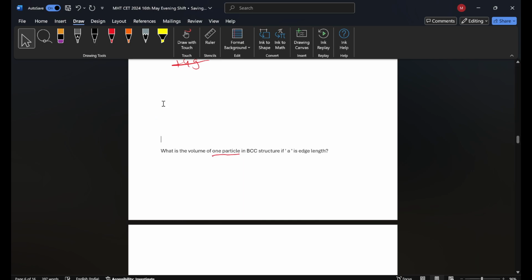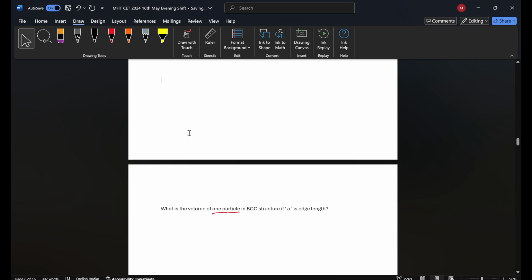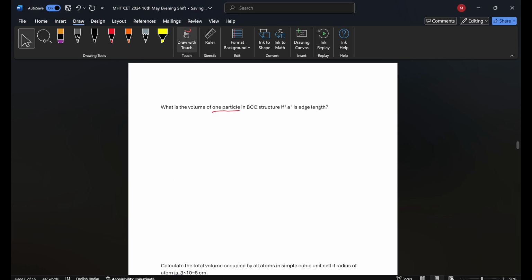Okay, a good question. We'll take it to the next page so that we have ample amount of space to solve it. What is the volume of one particle in BCC structure if A is the edge length? What do we know about BCC structure? BCC structure, A is equal to 4 by root 3 of R. Right. Now I'm sorry that I didn't provide the options, but it's fine. We can solve it without options too.